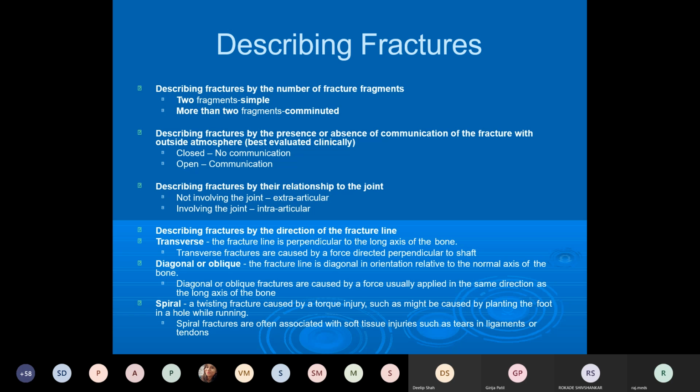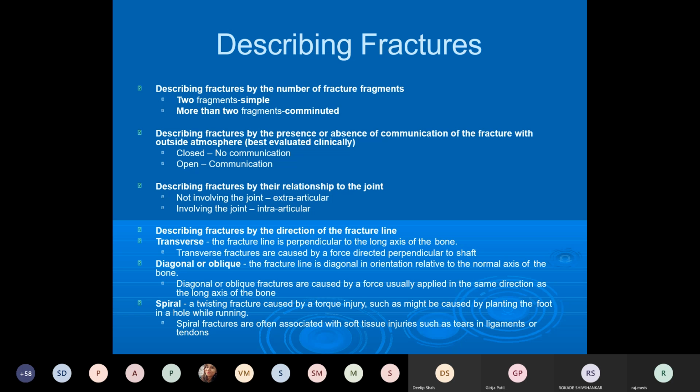Now, how will you describe the fractures? For describing the fractures, first you have to see the number of the fracture fragments. If only 2 fragments are seen, then we call it a simple fracture. If more than 2 fragments are seen, then we call it a comminuted fracture.